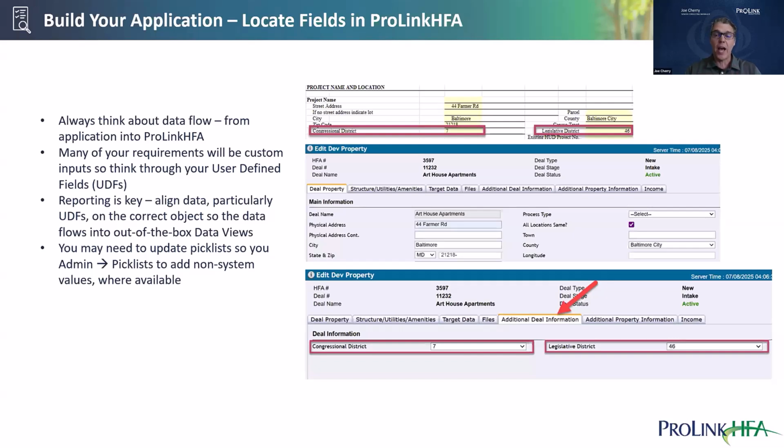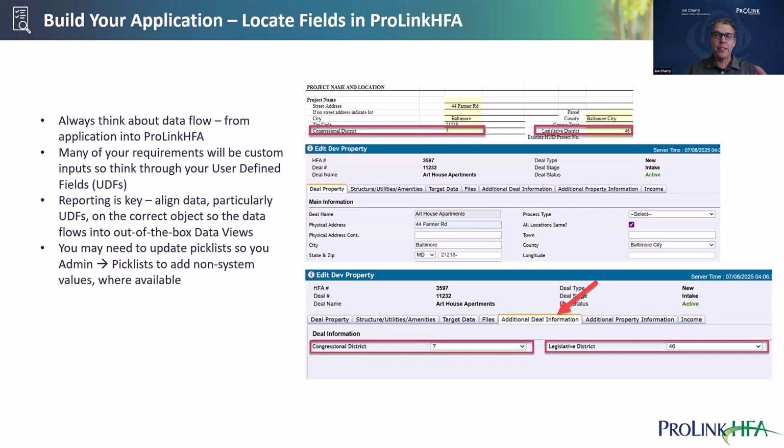So you want to align the data, particularly your user-defined fields, on the correct object, on the correct screen. So when you're in a UDF, you're going to pick where it goes. It's going to be on a dev deal, or on a dev property, or on a dev funding source. So you want to think all of those things out while you're laying out your application, because it's going to make a lot of sense to be able to say, I need these 50 items that are property related, along with the deal property information. So you would select the deal property object in your user-defined fields.